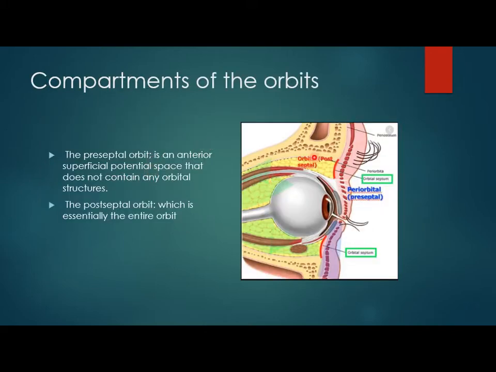Compartment of the orbit. Here we have thin septums that divide the orbit into the preseptal and postseptal compartment. The preseptal compartment is located anterior to the septum, which is a thin connective tissue connecting the margins of the orbit to the tarsus of the eyelid. The preseptal portion of it is potential space and does not contain any orbital structures.